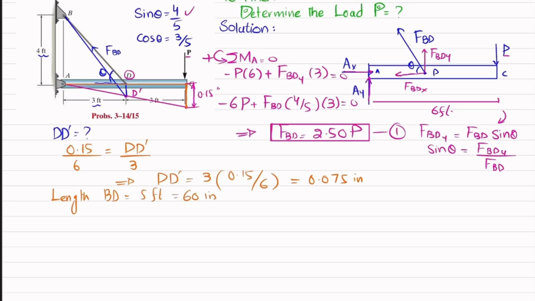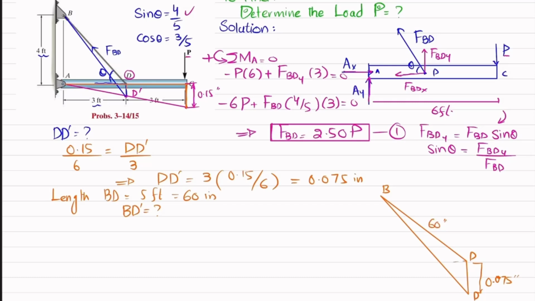Clear? And we know that D dash. So if you look at this triangle, this is the triangle. So what we are going to do, we will find this BD dash. So how will we find this? If I draw a triangle like this, this is the B point, this is your D point, this is your D dash point, and this is your B dash D dash. Clear? So this distance was 0.075 inch. This is 60 inch.